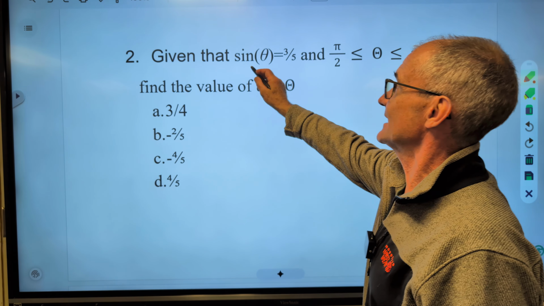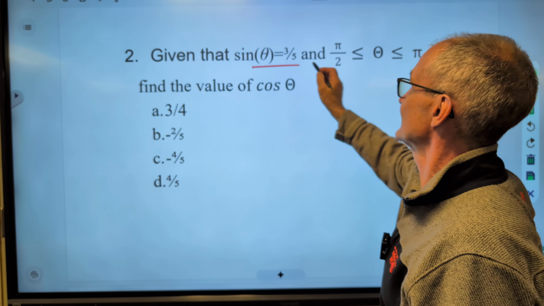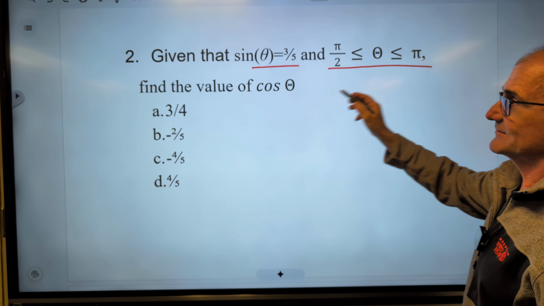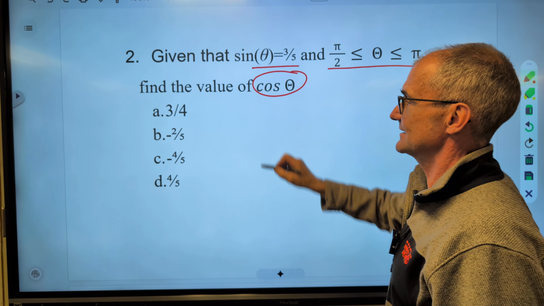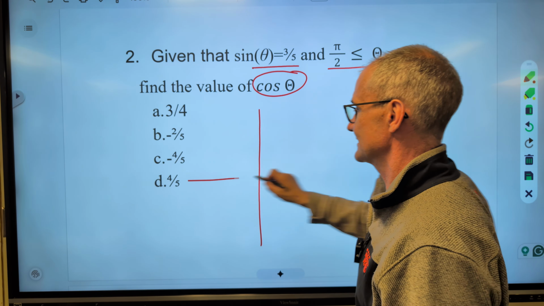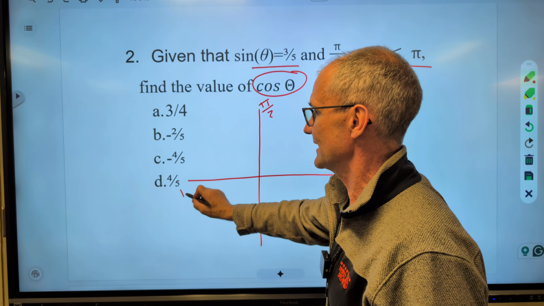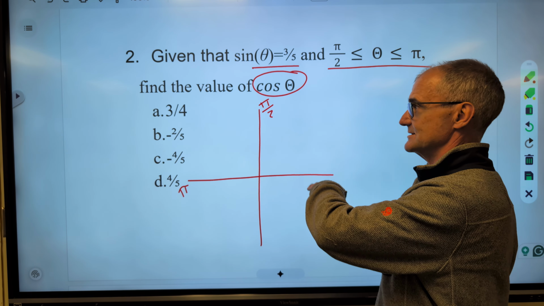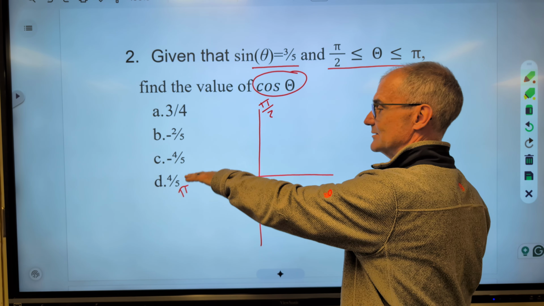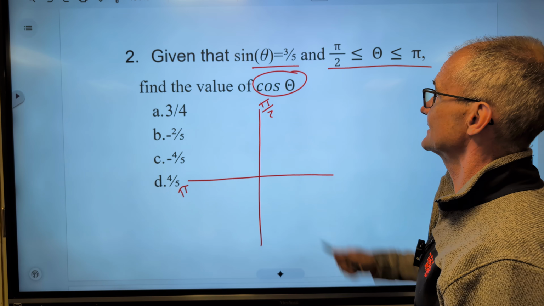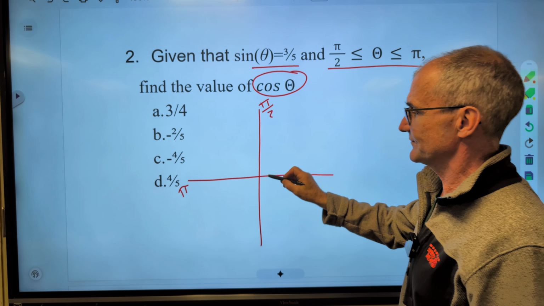Okay, given that sine of theta is equal to 3/5, and theta is between pi over 2 and pi, find the value of cosine of theta. So it is telling me that I am between pi over 2 and pi. My unit circle is 0, 1/2 pi, 1 pi, 1 1/2, 2 pi. So I'm over here in the second quadrant. Sine of theta equals 3/5.